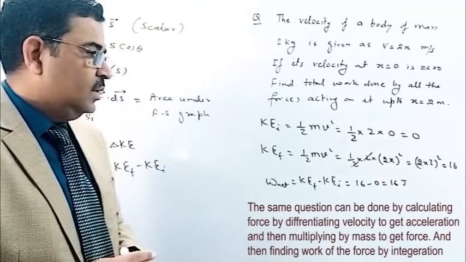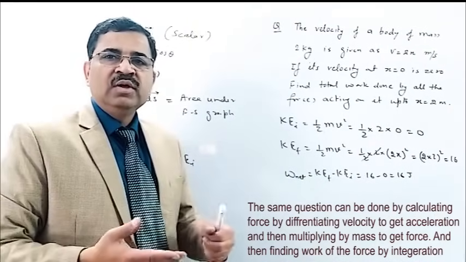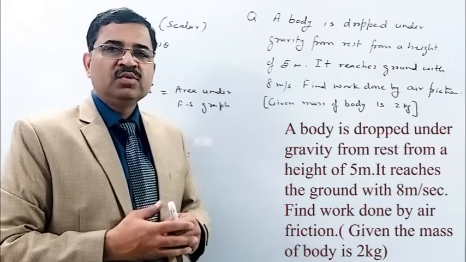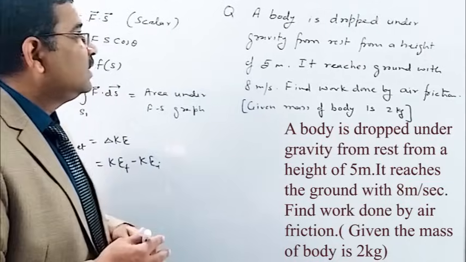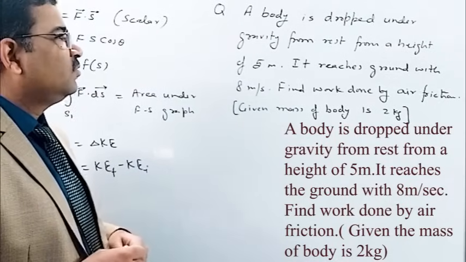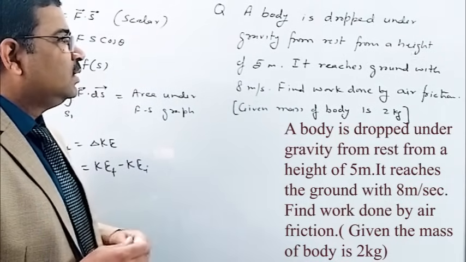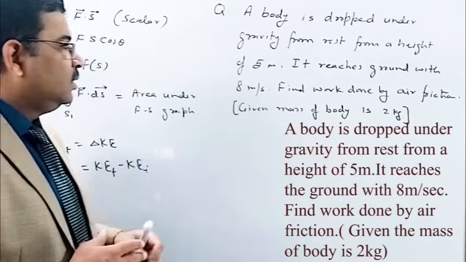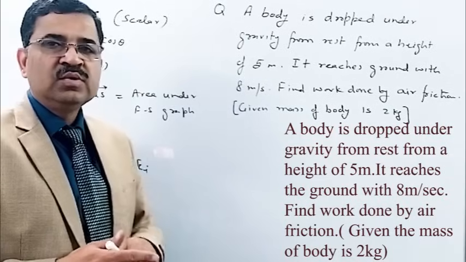So you have seen that we have got the work done without knowing the force. Now students, let us take one more question based on work energy theorem, that a body is dropped under gravity from rest from a height of 5 meter. It reaches ground with 8 meter per second. Find work done by the air friction, and given the mass of the body is 2 kg.